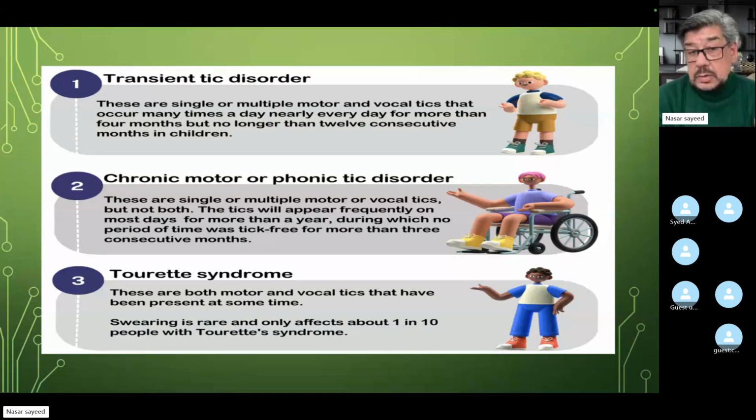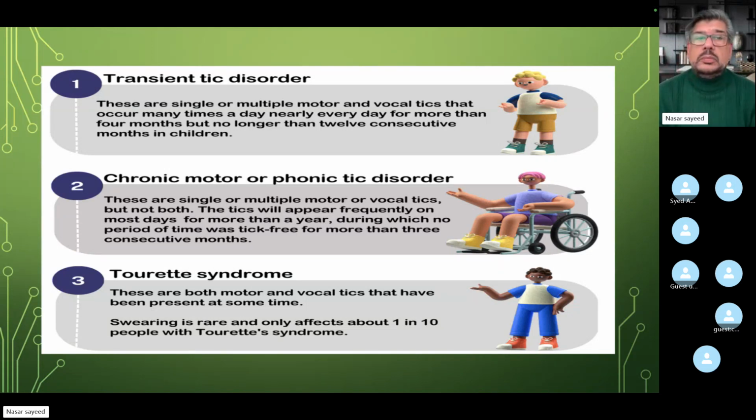Single or multiple motor or vocal tics. Now, these tics appear frequently on most days for more than a year. So the tics keep on appearing, like this could be a tic, or maybe.